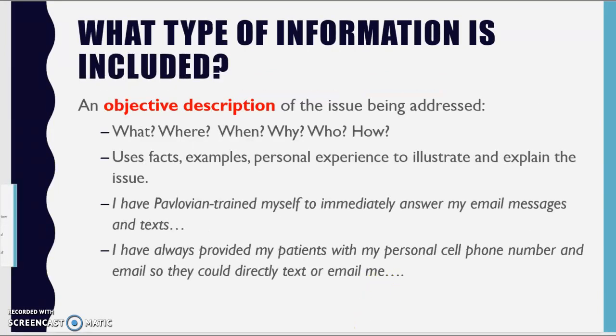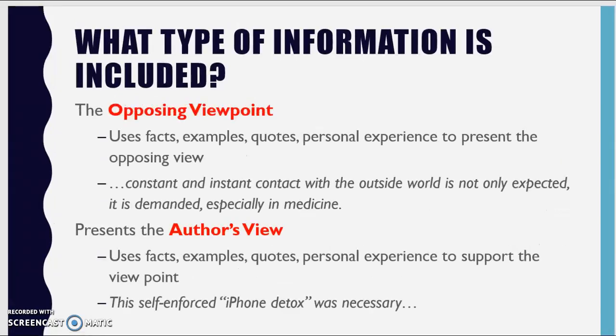So, what type of information is included? Number one, there's some objective description of the issue. It answers the WH questions, including how, which has a W and an H in the wrong order, as you probably noticed. It answers what, where, when, why, who, how. It uses facts, examples, personal experience to illustrate and explain the issue. Here are some examples of information included. I have Pavlovian trained myself to immediately answer my email messages and texts. I've always provided my patients with my personal cell phone number and email so they could directly text or email me. Those are descriptive pieces of information.